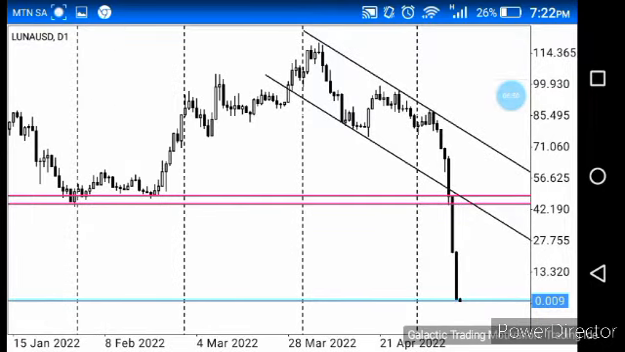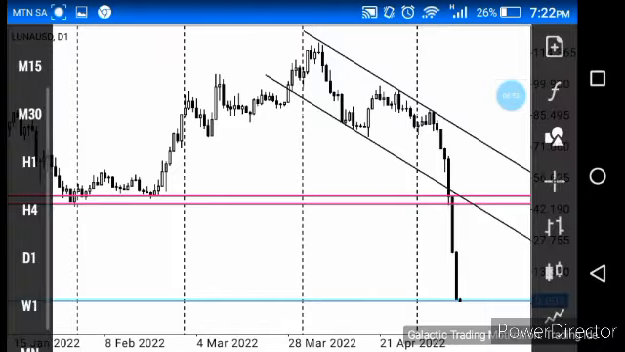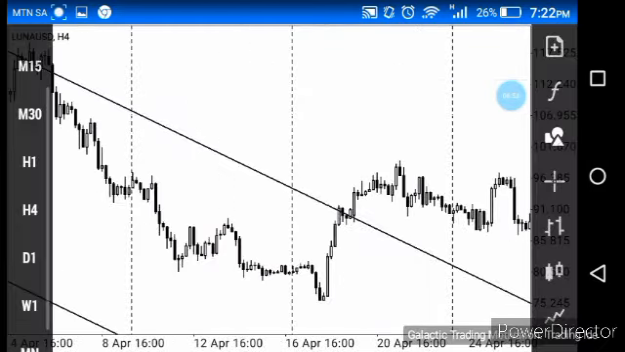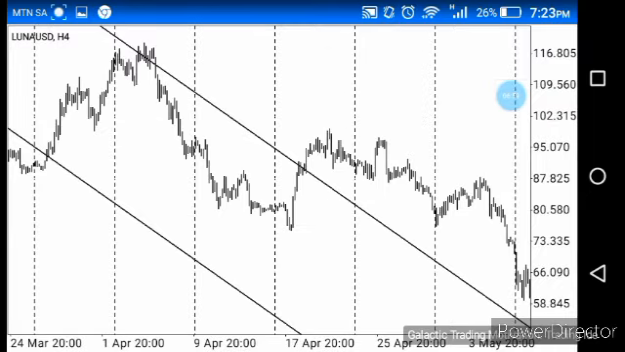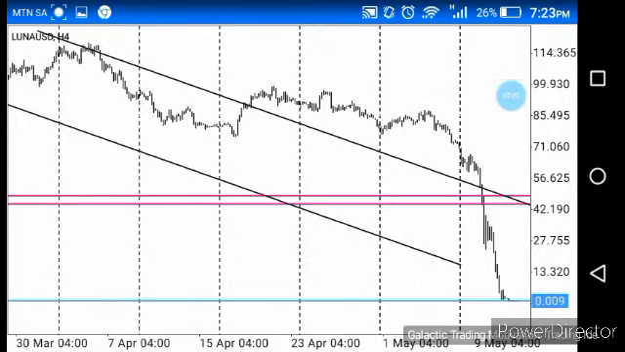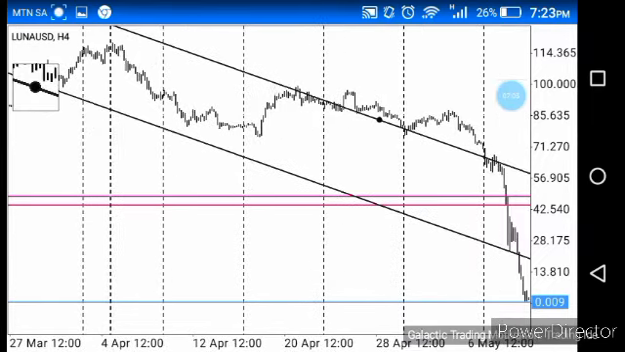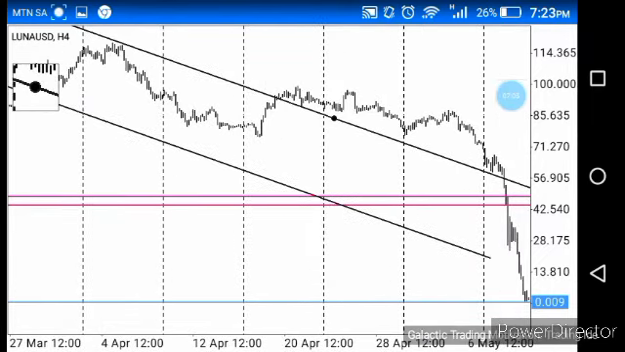So what I'm gonna do is head over to the H4 chart. On the H4 chart, I'm just gonna fix my equidistant channel, which we drew on the daily chart rather. Excuse me.